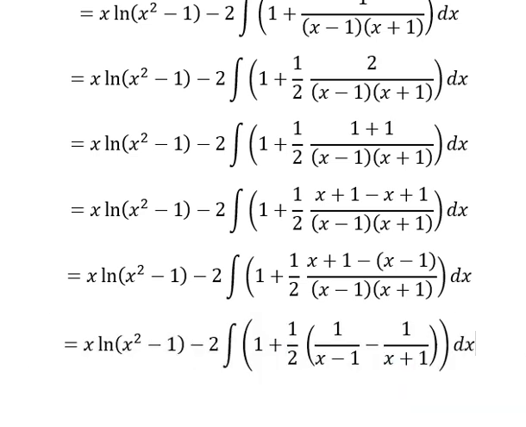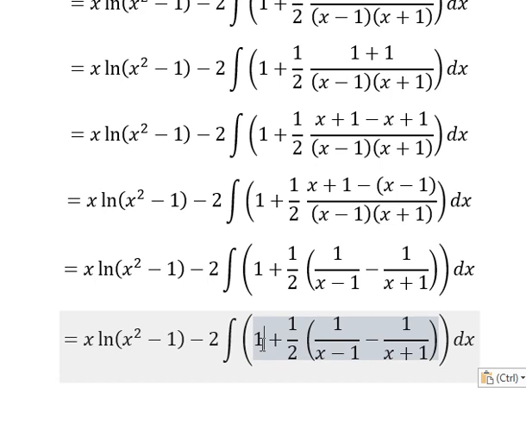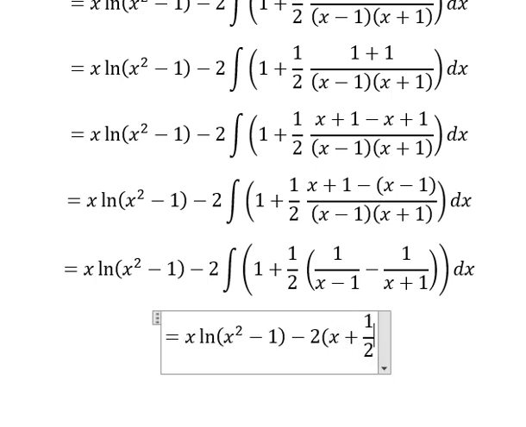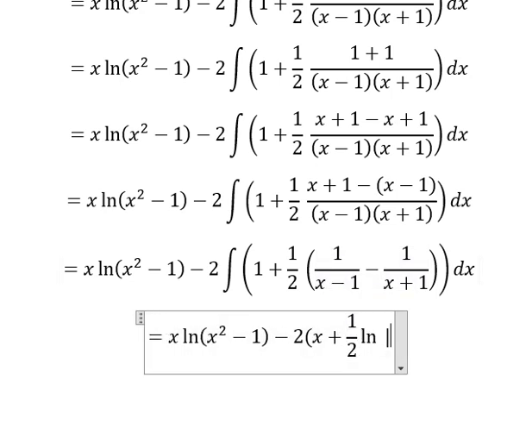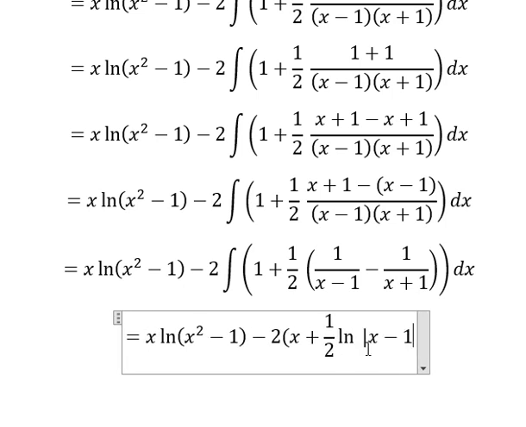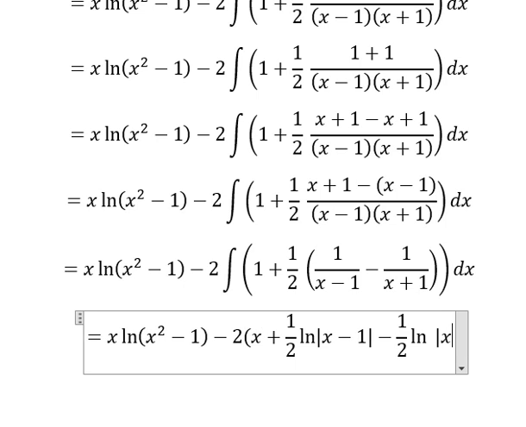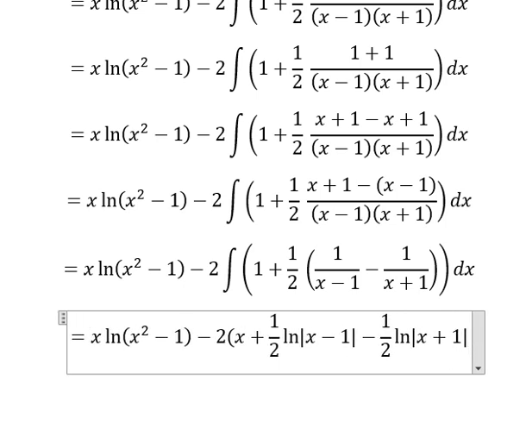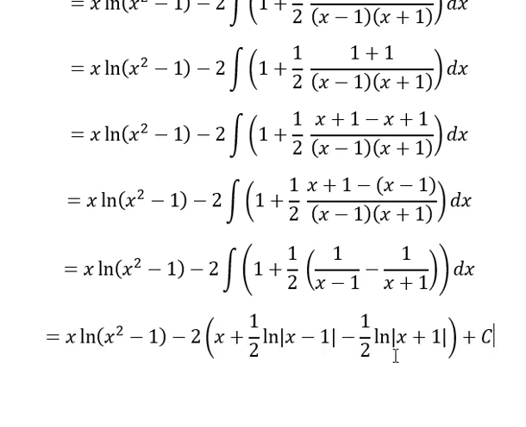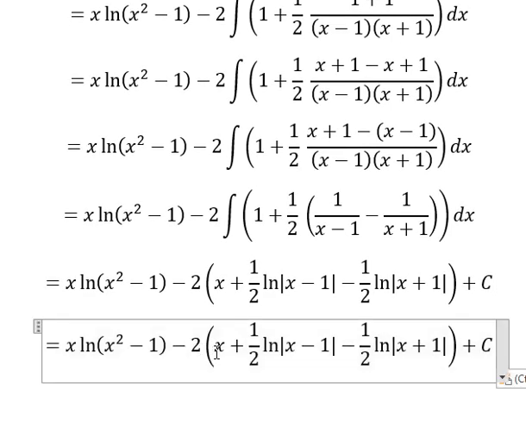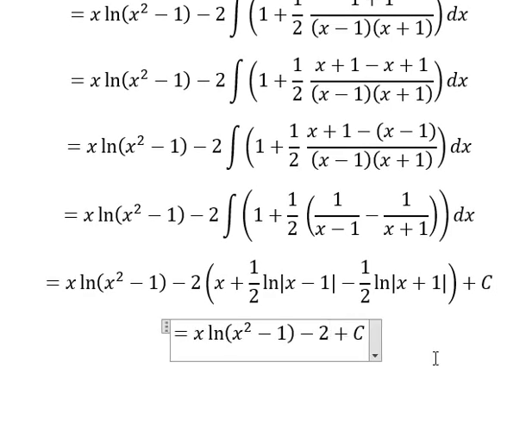Next, the integration of 1 is s. The integration of this one, we have Ln of the absolute value of s minus 1, and the last one is positive, s plus 1. So number 2 multiplied by this one, so we have it like this.